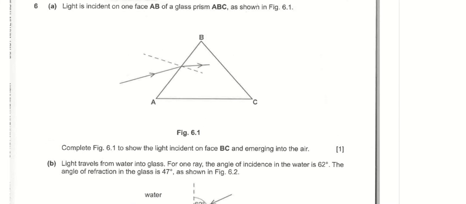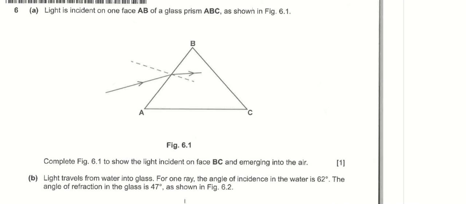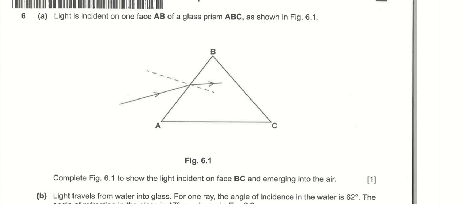Complete figure 6.1 to show the light incident on face BC and emerging into the air. Maybe it's time to do some recap on this chapter, because previously I think not many questions talked about light. So for light, I will talk about it in 3 parts. Firstly is reflection. What is reflection? When do you know it's reflection?